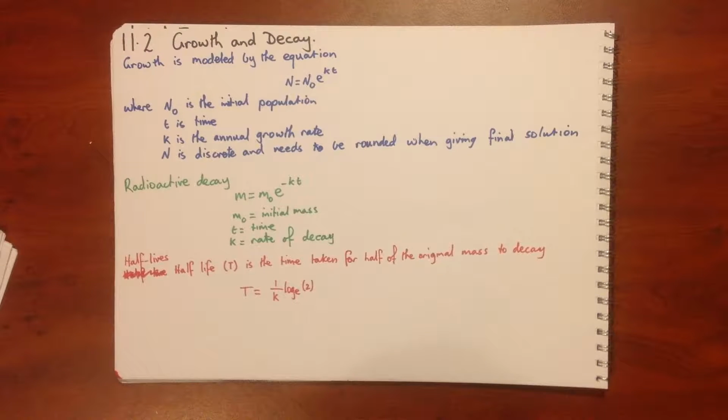For radioactive decay, we have M equals M naught e to the negative kt. So M naught is our initial mass, t is time, and k is our rate of decay. This time we're going to have our population or amount of mass decrease. Our half-life T is the time taken for half of the original mass to decay, and T is given by T equals 1 on k log to the base e of 2.